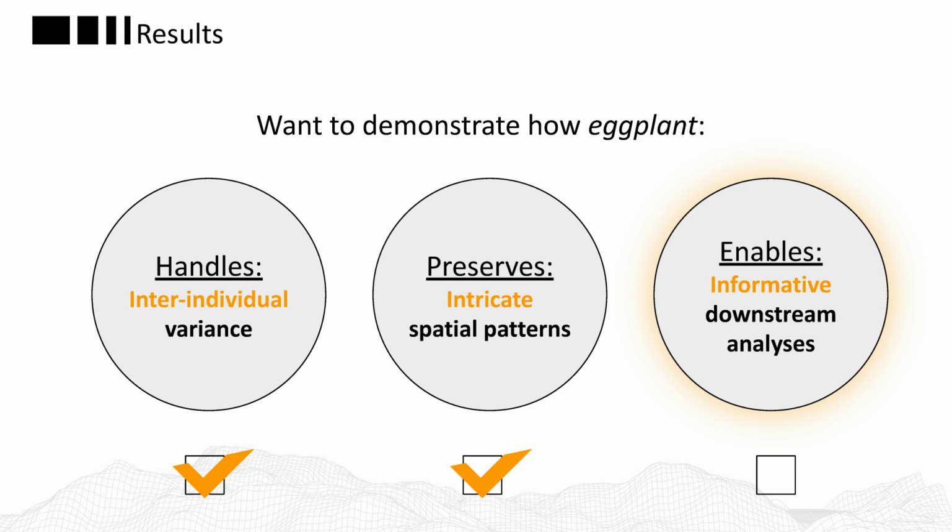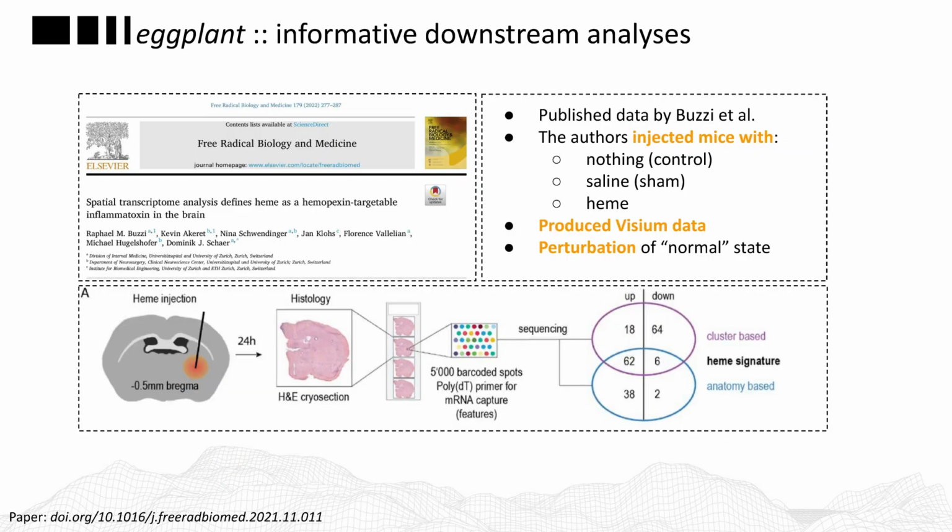Now the last and perhaps most exciting part here that I want to demonstrate is how eggplant enables informative downstream analyses. And for that we're going to be using yet another dataset, this time from a publication by Bussi et al. In this study, the authors injected mice with nothing as a control, with a saline solution as a sham, and a heme compound, of which they wanted to assess the activity in these mice. And they did a lot of really cool things here, but what's of interest to us is that they produced some really nice Visium data here.